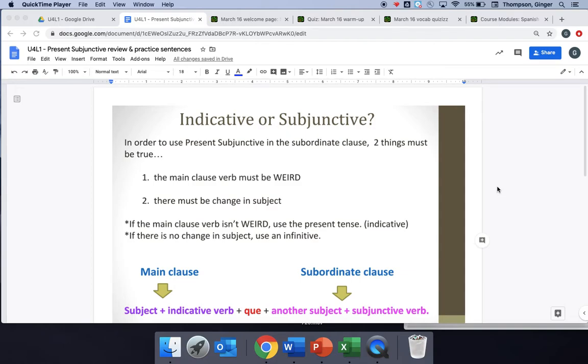Okay, it says here, in order to use present subjunctive in the subordinate clause of a sentence, two things must be true. Remember that number one, your main clause verb must be WEIRDO, and that means that the main clause must have a verb of wish or want, emotion. It must have an impersonal expression, someone's request, or a doubt or denial. Secondly, there must also be a change in subject.